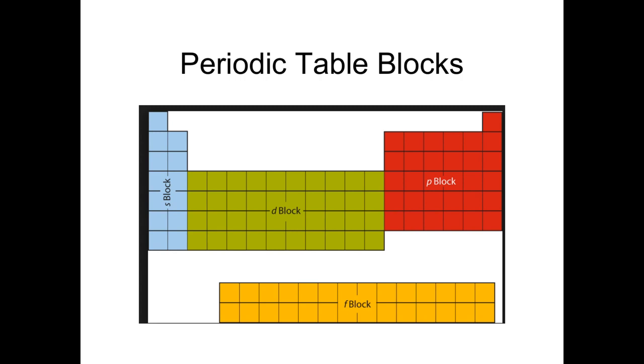And so the first slide I have here shows the basic blocks of the periodic table. The first two blocks on the far left are called the S block. The middle part of the periodic table is the D block. The far right is called the P block. And then underneath the periodic table is the F block.